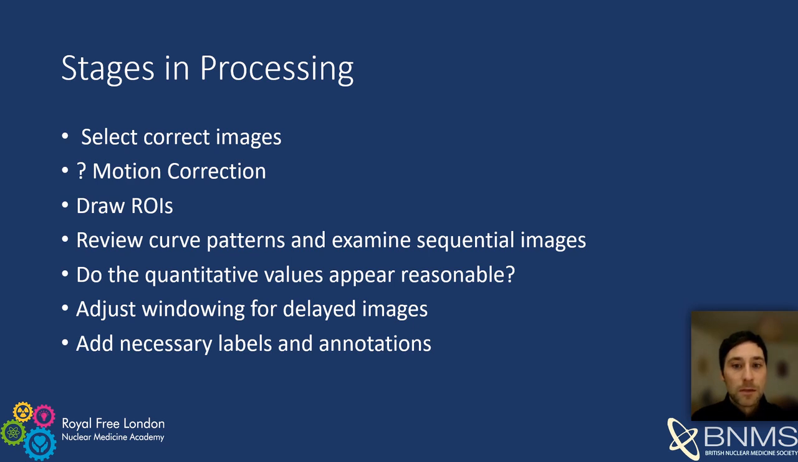The next stage is to assess the dynamic images for any patient movement. This may need to be motion corrected if it is significant. ROIs are then drawn and comparisons should be made with previous scans to try to replicate ROIs as closely as possible. Subsequent curves and plots should be assessed alongside sequential images and quantitative values. Windowing should be adjusted accordingly for the images and any labels and annotations added.